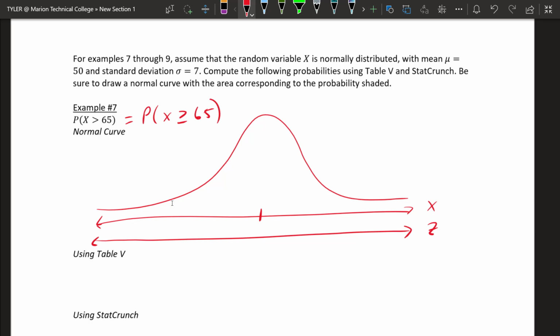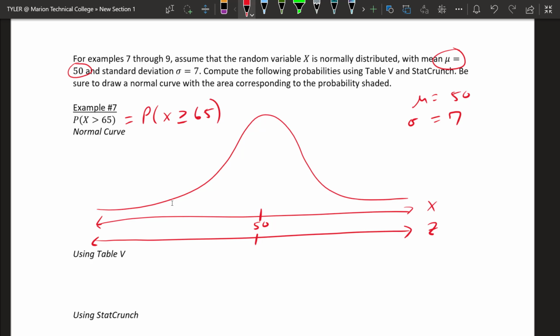In the center is going to be my mean, which we're told is mu equals 50. The standard deviation is 7. We're told that in the problem. So what we're trying to find is the probability that x is greater than 65.